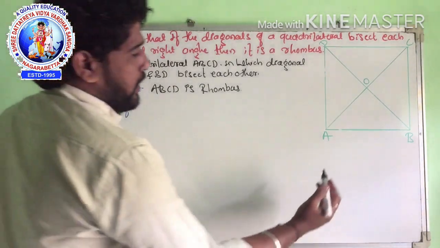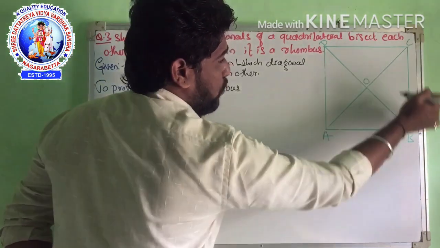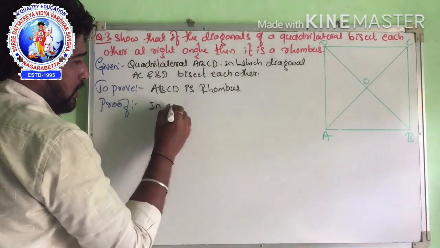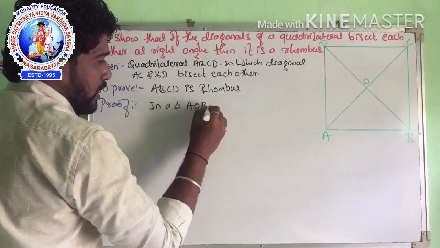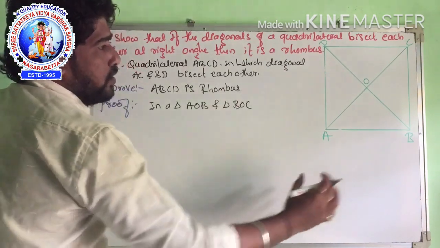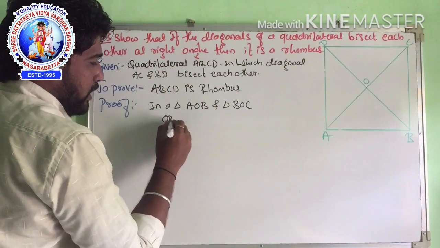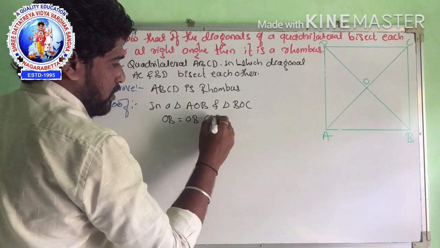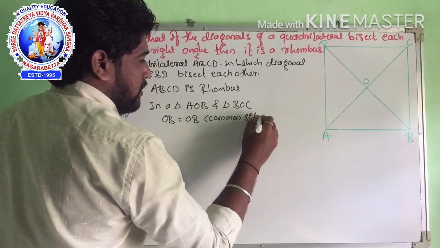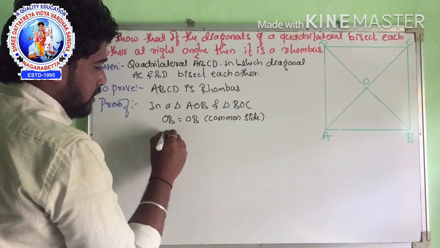See here, consider two triangles, here AOB and another triangle BOC. In these two triangles, in triangle AOB and triangle BOC, BO is common to both. OB is equal to OB, common side, right? And AO is equal to OC, right?